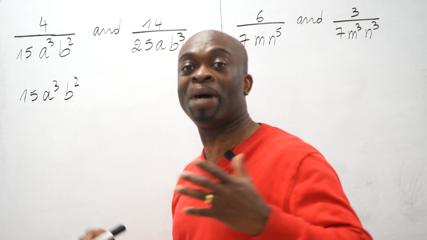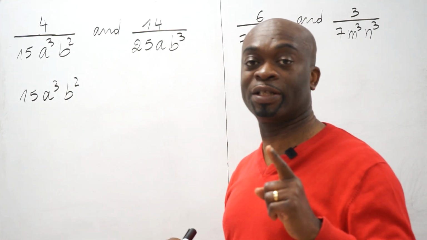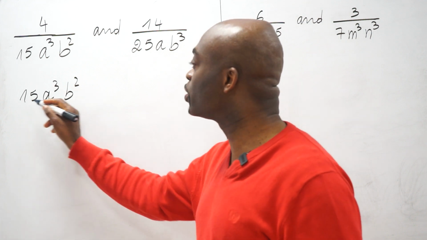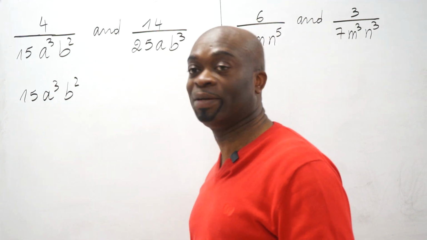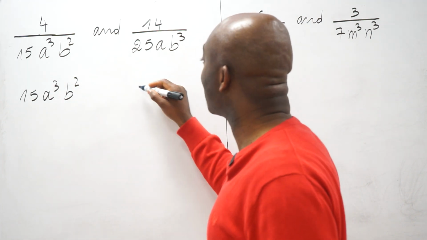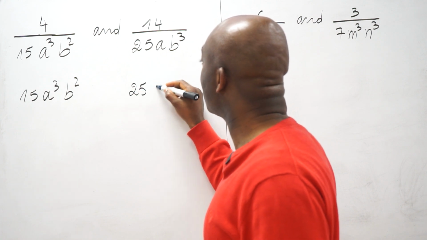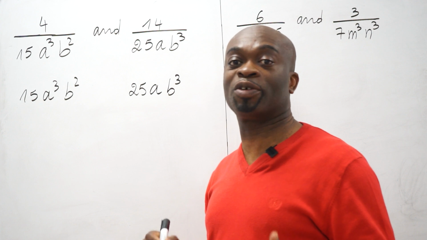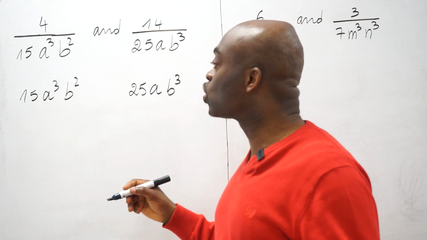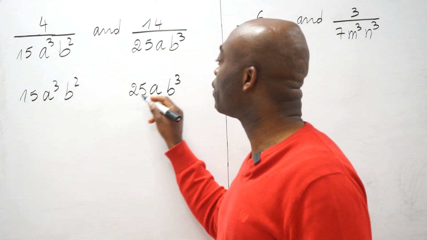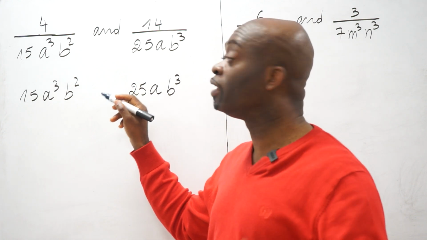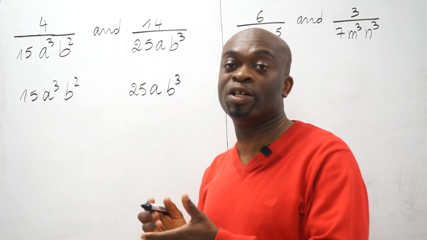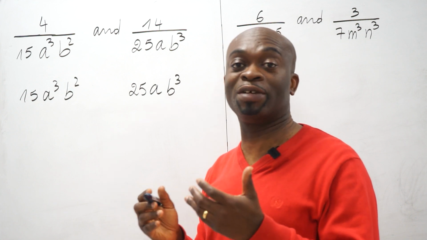This is a monomial, meaning one term. Can we factor it? No. So it's just 15a^3b^2. Now the second one, 25ab^3, is also a monomial. Can we factor it? No. We have to find the lowest common denominator for the numbers separately from the variables, then put them together, so that our life can be easier.